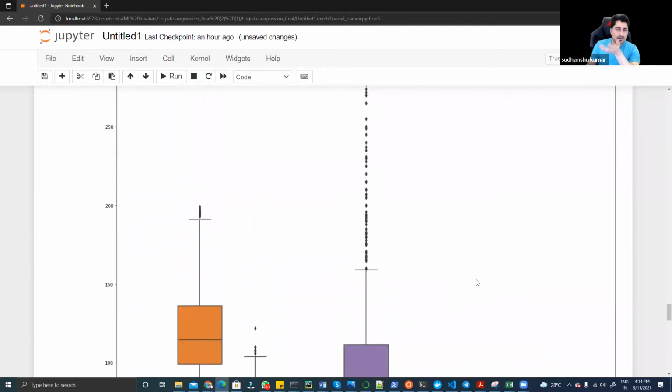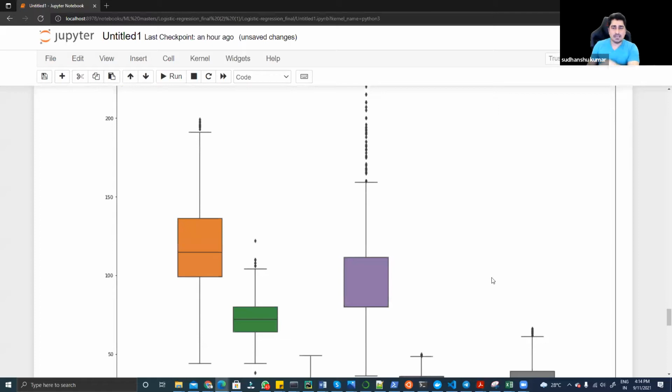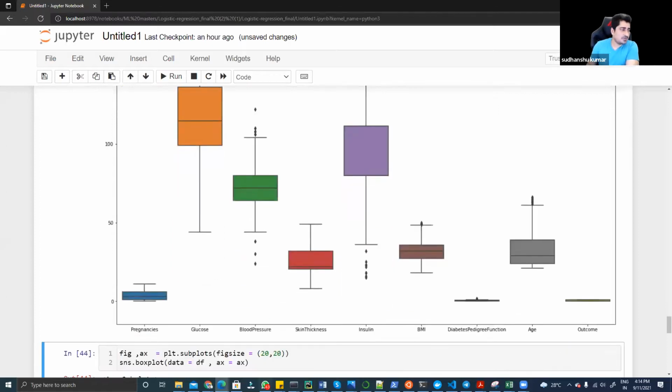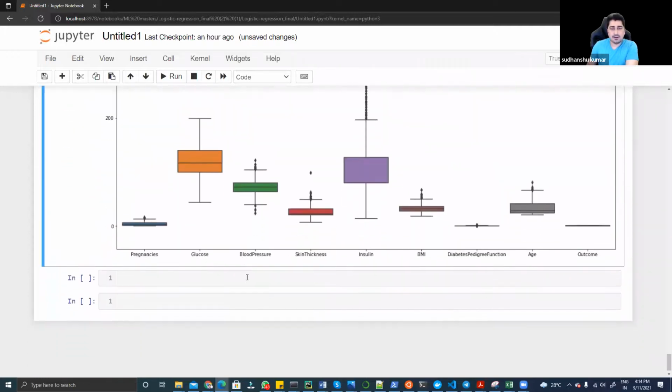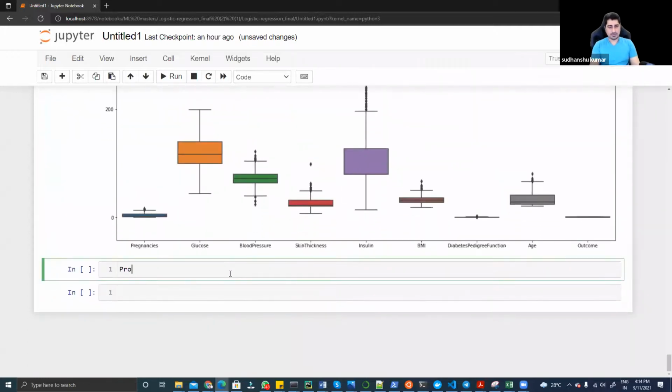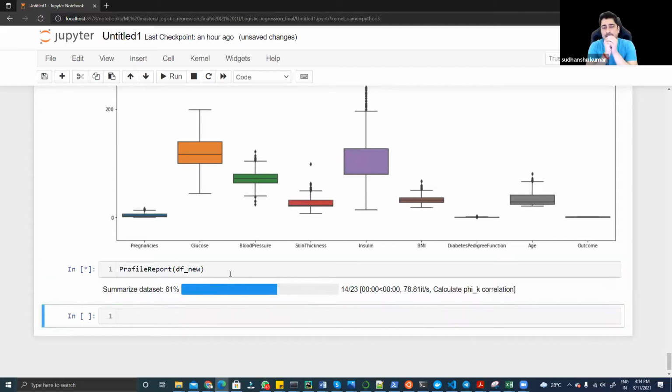So maybe we can try to increase the number of the data set that we are trying to lose, and in that way, we can try to do a treatment. That is also a possibility. Now, what I will do is generate a profile report again, and call DF new over here, and let's see whether we are able to get a normally distributed data set, or an approximately normally distributed data set.